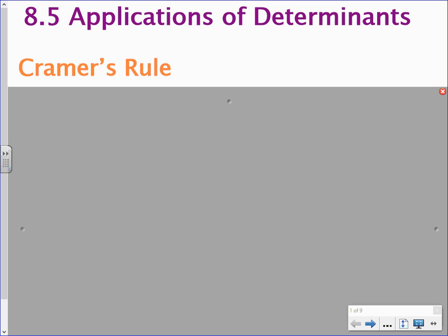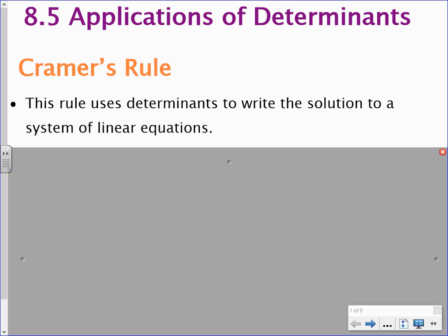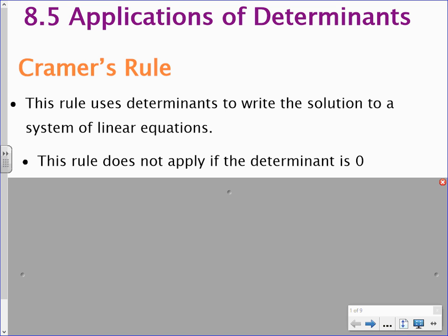Here's our 5th way. We like options, right? Our 5th way is called Cramer's rule, and it basically uses determinants to find the solution. We'll use the determinants to find the solution to a system of linear equations. This is not going to apply if the determinant of our coefficients is 0. We won't be able to use it.